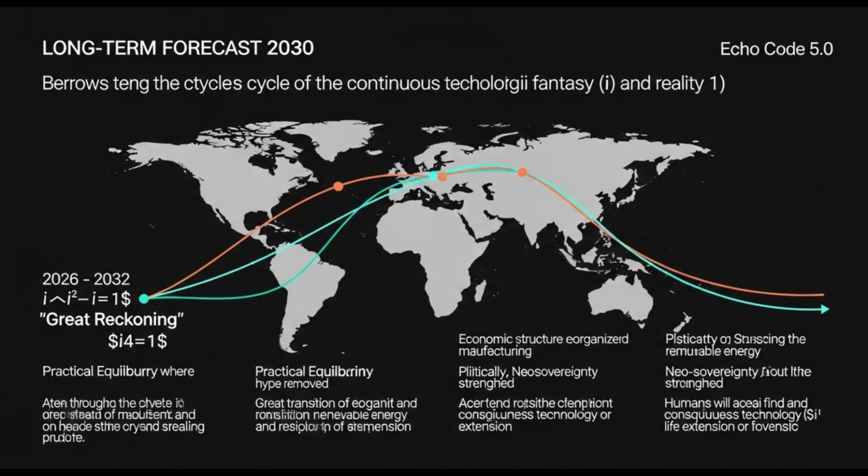Okay, so that painful adjustment period, that lower base, eventually leads us out. Phase 3, the new equilibrium, back to baseline around 2029 to 2032. Yes, the cycle completes. The bubble is purged. The real value remains.